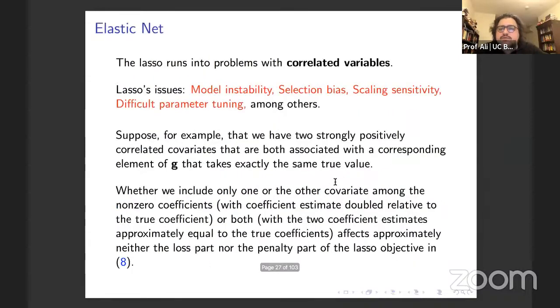But what is the issue with lasso? The main issue of lasso is the selection bias. And the tuning of lasso could potentially be difficult.